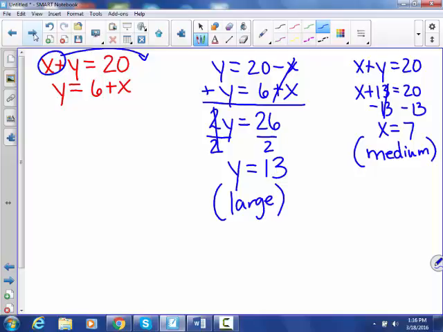The next one I won't go through and solve, but if you had graphed that, where would those two lines intersect? 7 and 13. 7, 13 would be your point of intersection. And if you had solved it by substitution, you should get the same answer, right? So it doesn't matter to me how you solve it. Whatever you like to do the best. Okay? Anybody need this still? Okay.